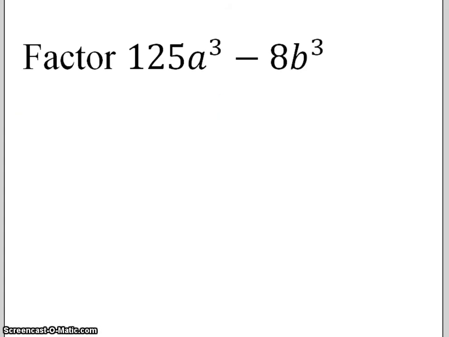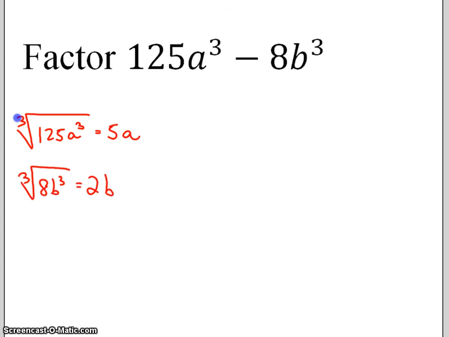And lastly, last example, factor 125a cubed minus 8b cubed. Well, let's see if we have a difference of cubes. So the cube root of 125a cubed is 5a. The cube root of 8b cubed is 2b. Well, let's see, 5a times 5a times 5a, that would be 125a cubed. 2b times 2b times 2b, that would be 8b cubed. So now we're going to be using these as our x and our y's, following the pattern that we learned for factoring a difference of cubes.